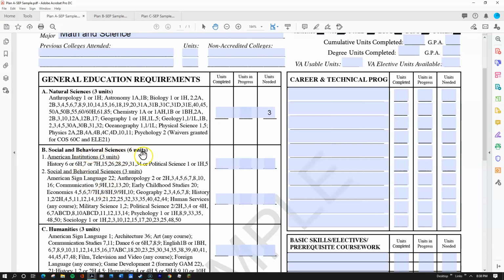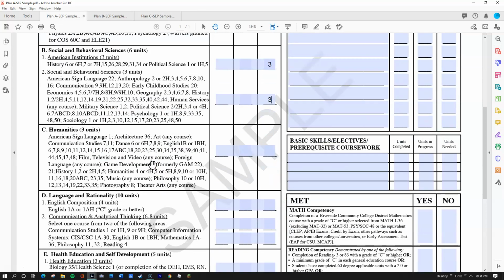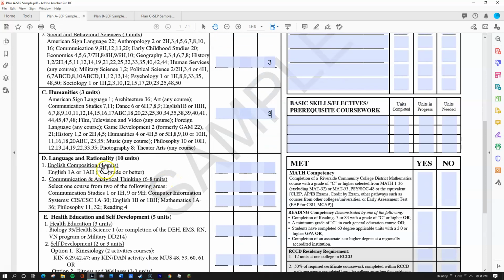Social and behavioral sciences, you need 6 units in area B. In area B1, you have to do 3 units, so 1 of those classes. Area B2, another 3 units, 1 of those classes, and that would total your 6 units. So we would put, you need 3 and 3. In the humanities section, you need 3 units. Any 1 class in there would be good. 3 units there. Language and rationality.